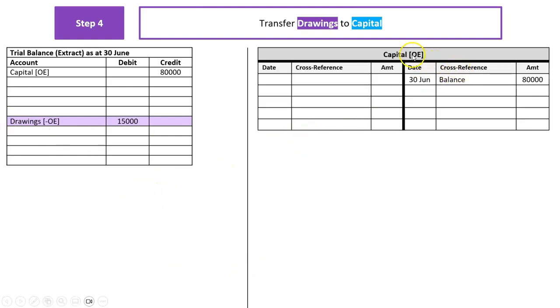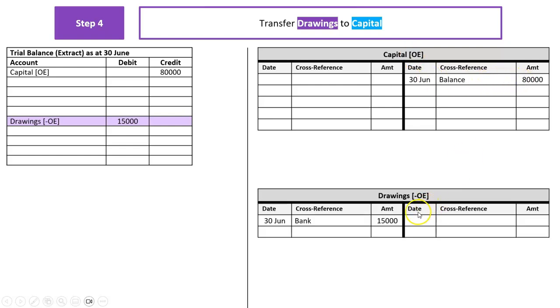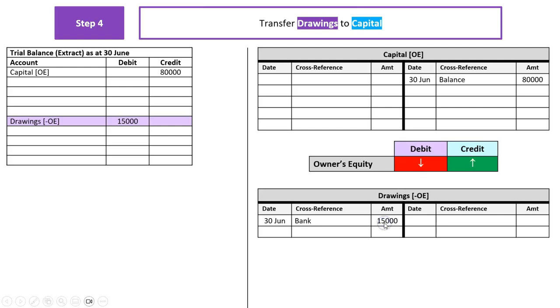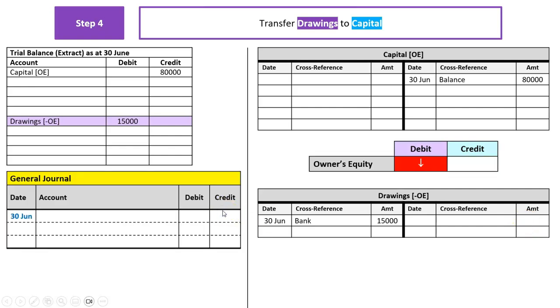But at the moment, we said there's a capital ledger with a balance of 80. There's drawings of $15,000. Well, drawings are going to decrease capital. So that's a debit. So they should show up here. And then we should decrease drawings itself with a credit there. So let's do that in our general journal. We start with the date. I'm going to do a debit to capital there and a credit here to drawings, and now that is reset to 0.